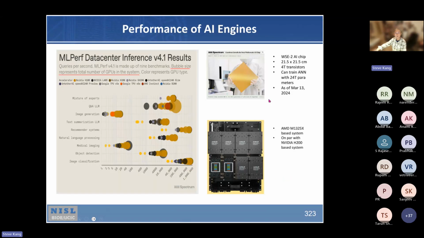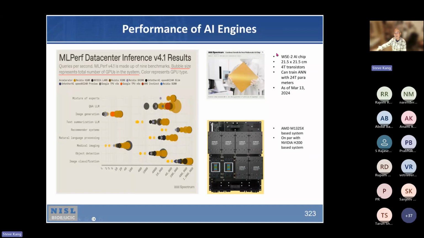And performance of AI engines, the inference versus results. So this shows, see, the total number of GPUs. If you have a big bubble size, you are using more GPUs, for instance. And it shows the state of the art: medical imaging and object detection, image classification, and large language model types of things here.